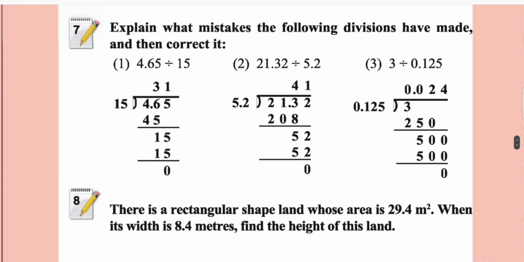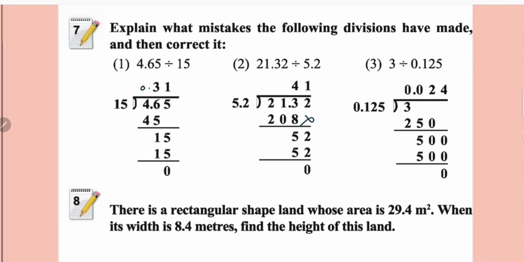Explain what mistakes the following divisions have made and then correct it. I will do only one problem. Yes, I am really tired. 1 3 is 15, 3 5 is 45, 1 5 is 15, right? Where is the decimal point, man? That is the mistake. 0.31 is the answer. 5 4 is 20. Thereafter, no, I promised you only one. Not going to do this.